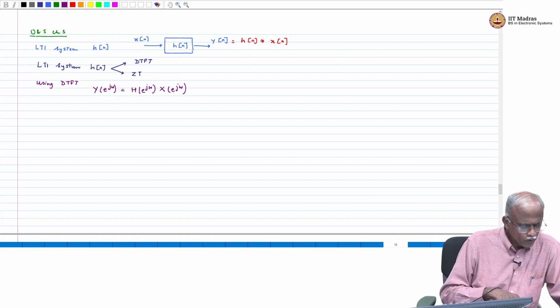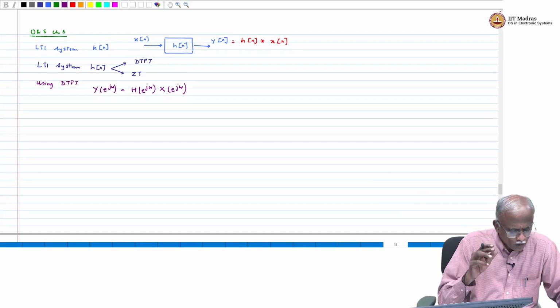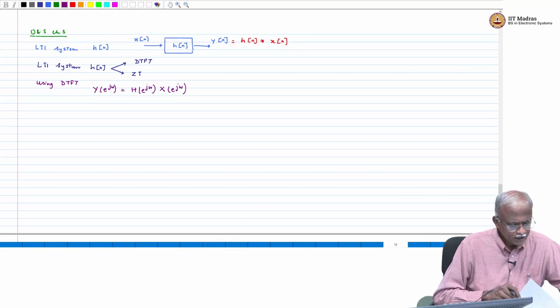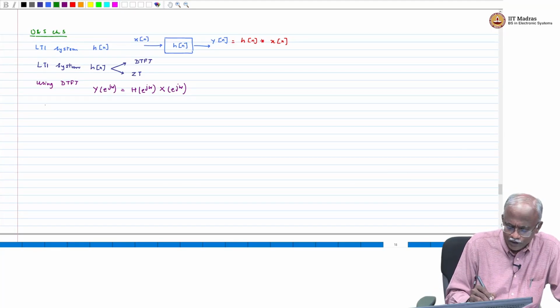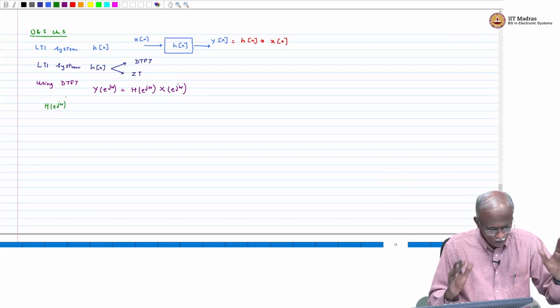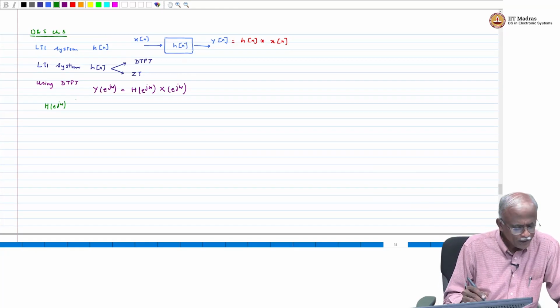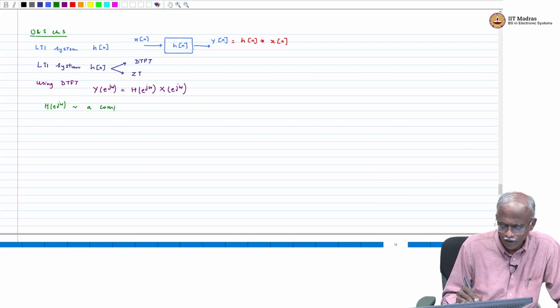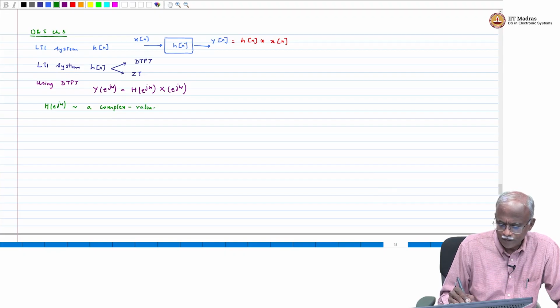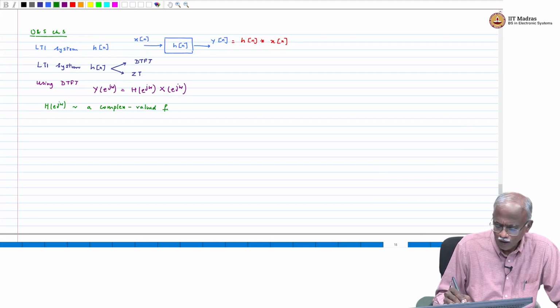All right. So when we look at the relationships, let's look at H e of j omega. That is the system response, the response of the LTI system. Now what can you tell me? Again, this is a recap of what we have done. This is a complex valued function of omega. That's a property from chapter 2.